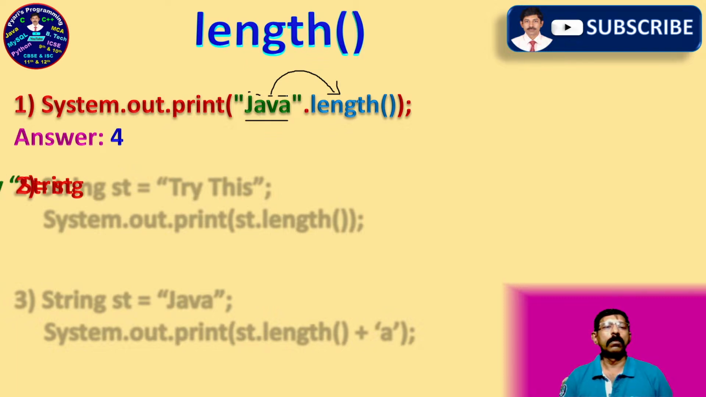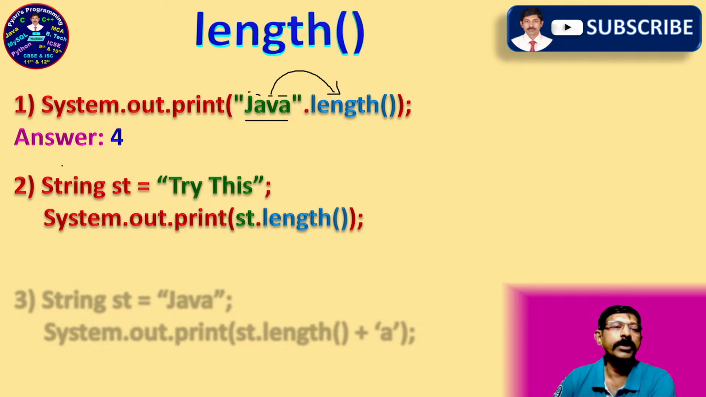Question number 2. Here I am using string object. Look at Ayushman. String is the class name. Because of that reason, S is capital. st is an object. If it is class, obviously st will be an object. And I am assigning a string constant to it. That means st will store "try this". Now we can use string object over here. st.length(). What will be the output?